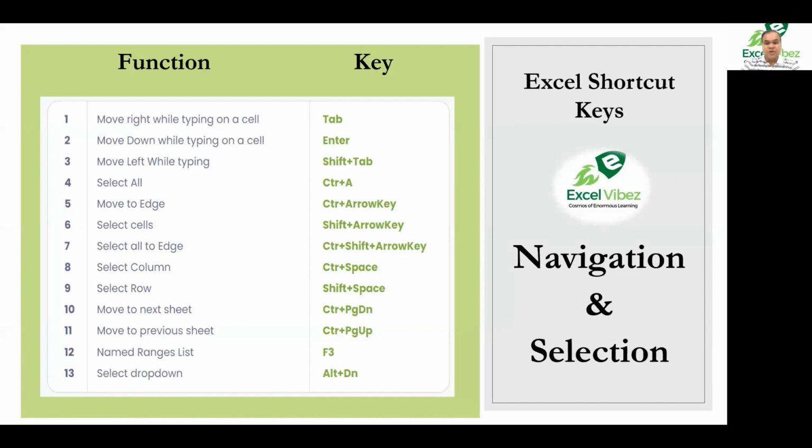So first we will see that when we have to move while typing in a cell, we generally press the tab key. When we have to go down, we press enter. But many people don't know that when you want to move from right to left, you can press shift and tab. So this is one key which you might not have used before. Control A is for select all.